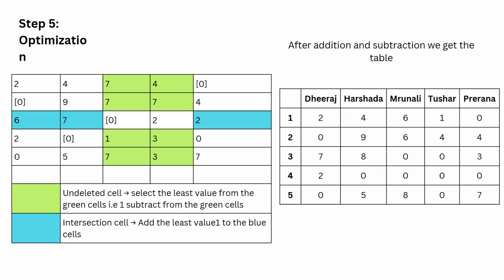Step 5 is the optimization. Mark green color for the undeleted cell and blue color is for the intersection cell. In undeleted cell, we have to observe the least number. The least number is 1. So we are going to subtract this least number from the green cells, that is undeleted cells, and add at the intersection cells. So after doing the addition and subtraction, we get the table as we can observe here.